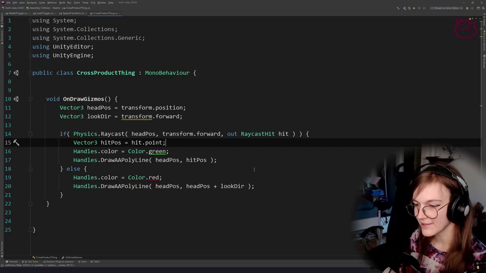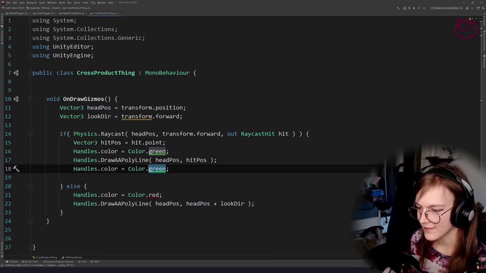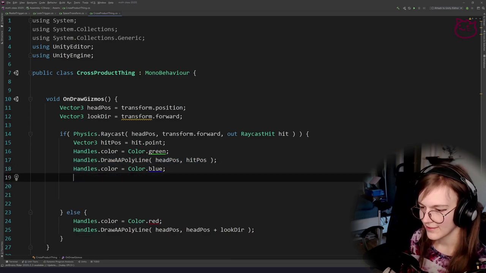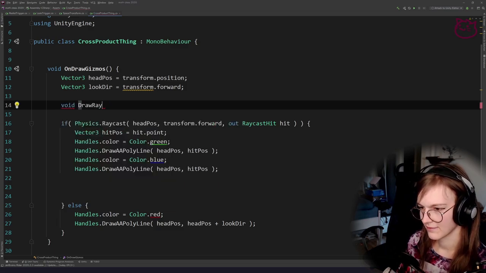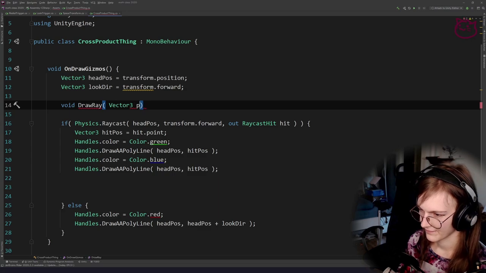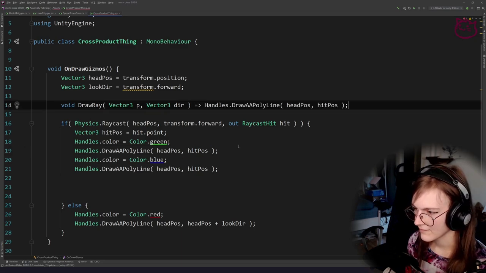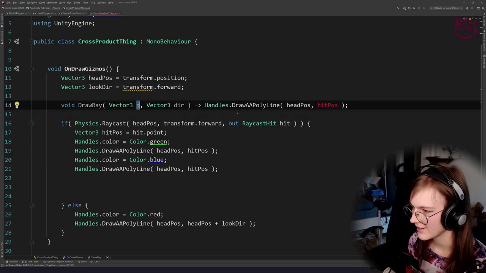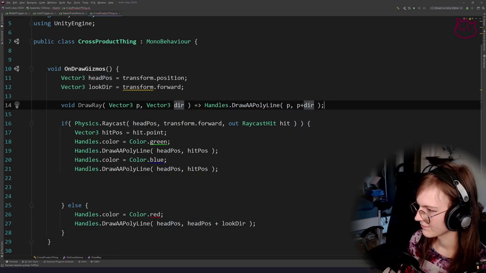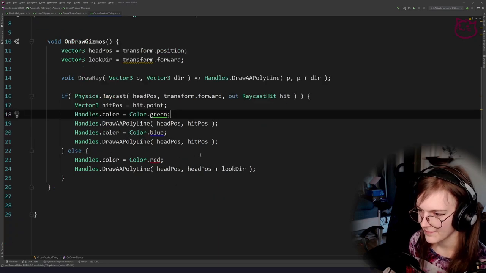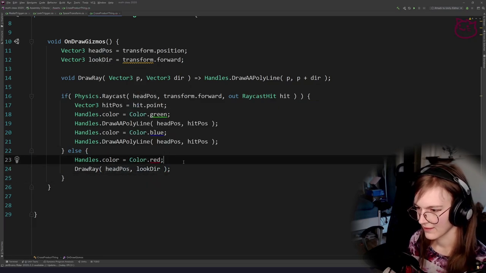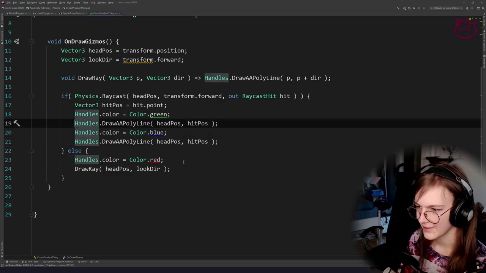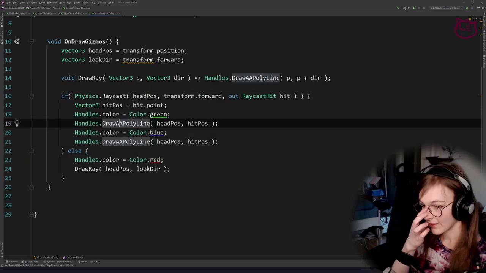So let's visualize that. Let's visualize the normal. Let's set Handles color to blue, and let's draw another line. Sorry, I'm just refactoring because it looked like garbage and I don't want to copy my code around too much. There we go. Because we're going to draw a bunch of normalized vectors, so why not? Okay, normal of the surface.